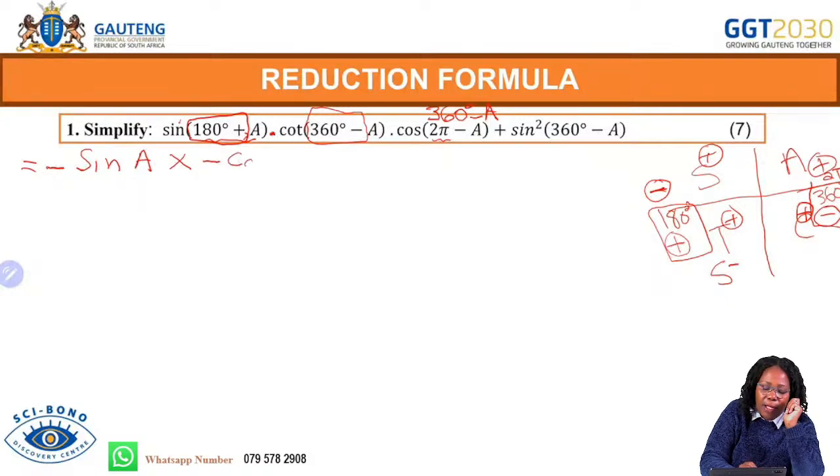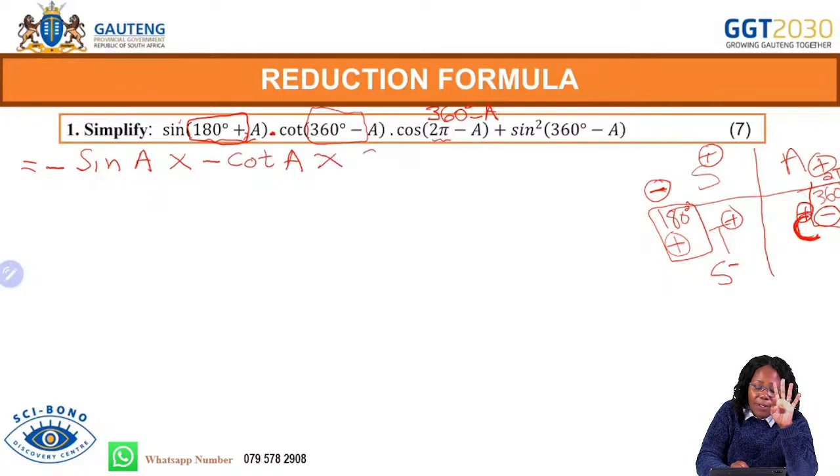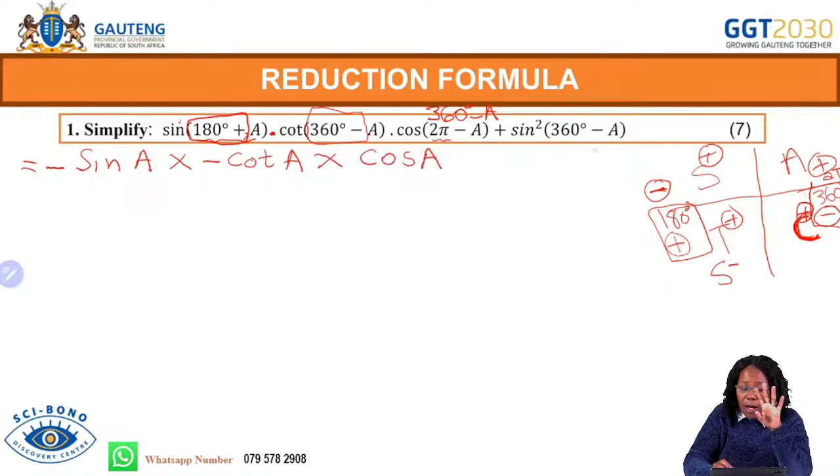I'm having minus cot of A reduced to A, and multiply again. I'm avoiding a dot. Remember, 2 radians is 360. That means 360 minus, I am still in quadrant 4. Is cos positive or negative in quadrant 4? Cos is positive in that quadrant. That means we leave this as positive cos reduced to A. And then now still in 360 minus A, we are still in quadrant 4. How is sine in that quadrant? Sine is negative in quadrant 4.